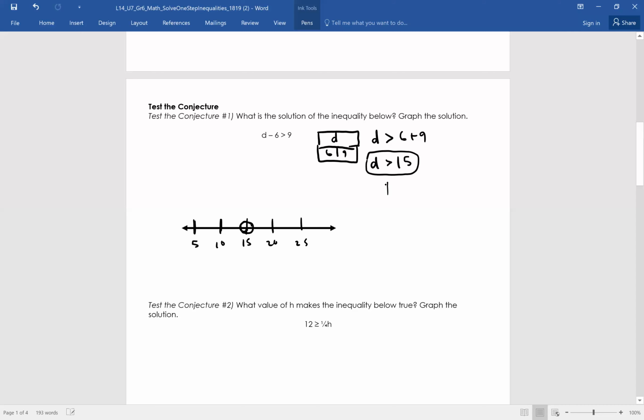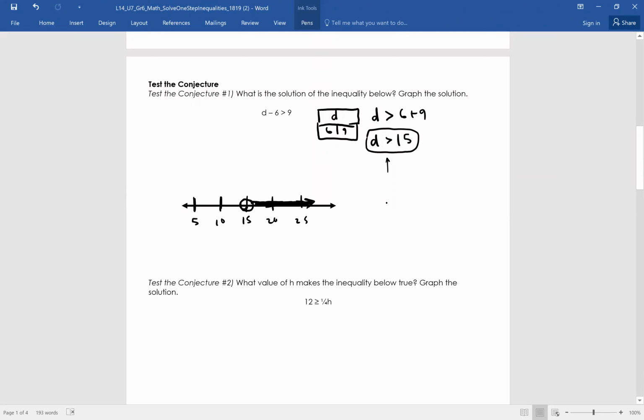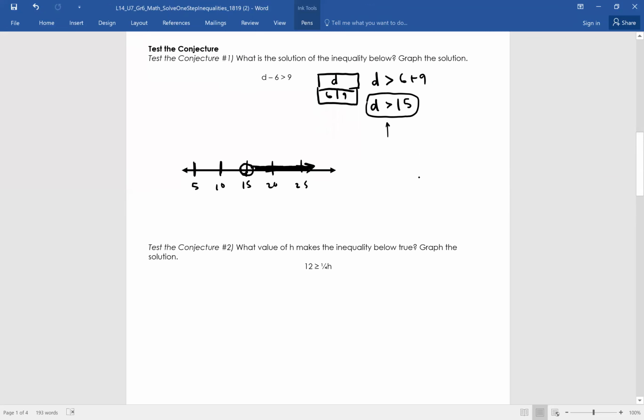Pay attention to where this is pointing. It's pointing to the right, which means it's telling us that it is any value larger than 15, I meant. So we just draw an arrow going in that direction, saying that it can be any value going in that direction, not including 15. Did our conjecture hold true? Yes, because this graph shows us that there can be more than one solution for an inequality.